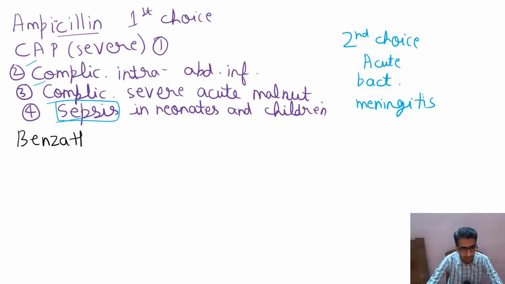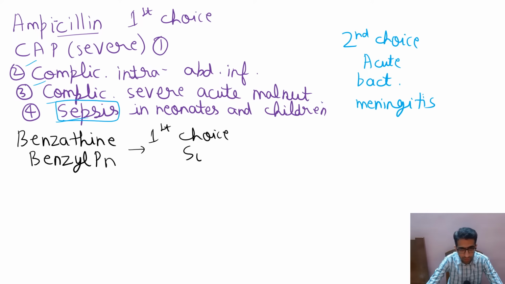Then talking about another drug, now we have stopped with A, starting with B. B is benzathine benzyl penicillin. Benzathine benzyl penicillin. Okay, first choice obviously syphilis. You can't forget this ever. Like the first choice, syphilis. So the most commonly asked question of benzathine benzyl penicillin. Then another, this is basically added to make it longer acting. Benzathine group is added to benzyl penicillin to make it longer acting.